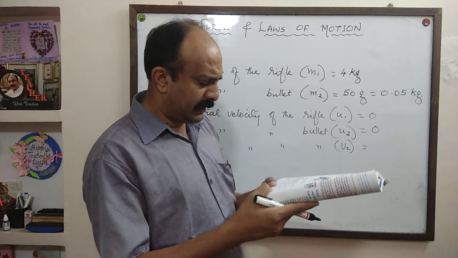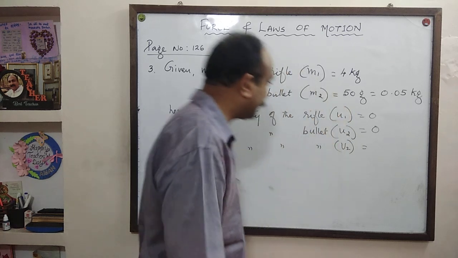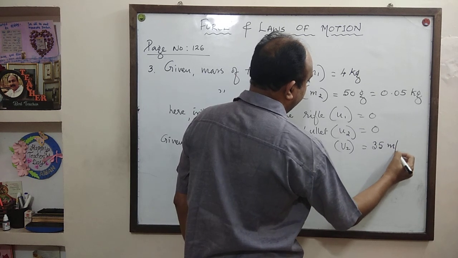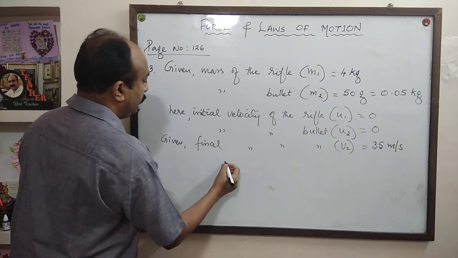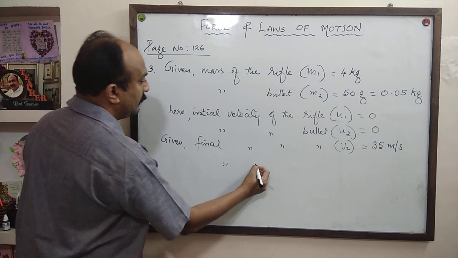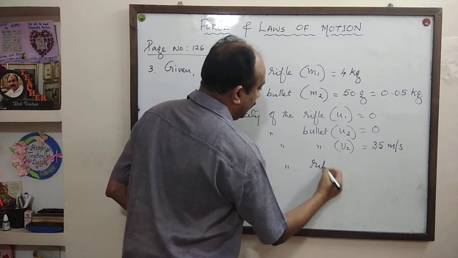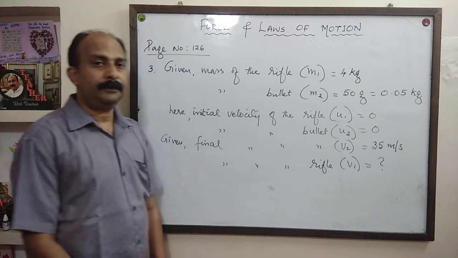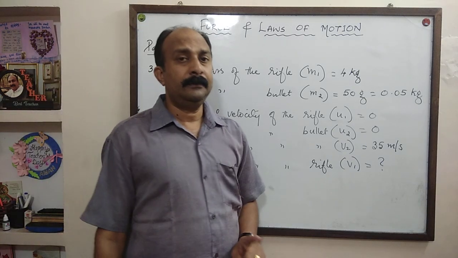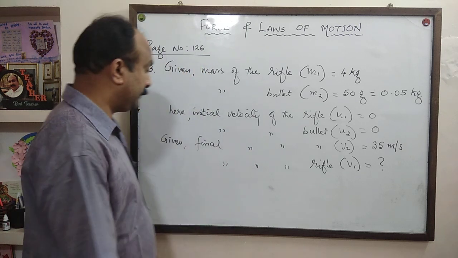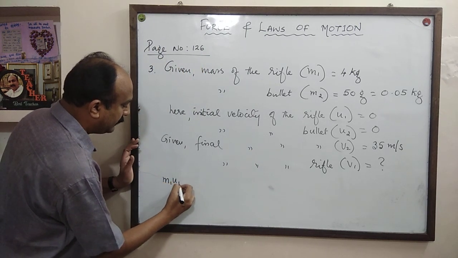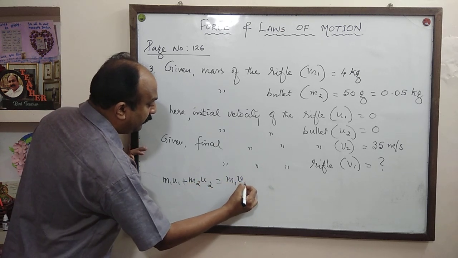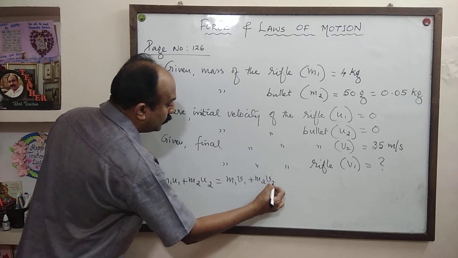Here the velocity of the bullet is given, 35 meter per second. Final velocity of the rifle, that is V1, is equal to question mark. Now using the law of conservation of momentum, M1U1 plus M2U2 is equal to M1V1 plus M2V2.